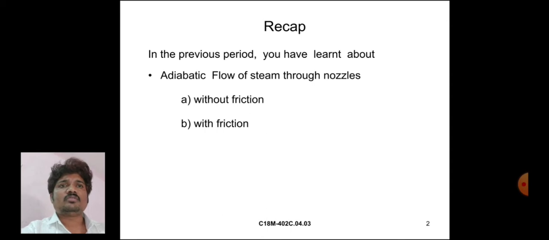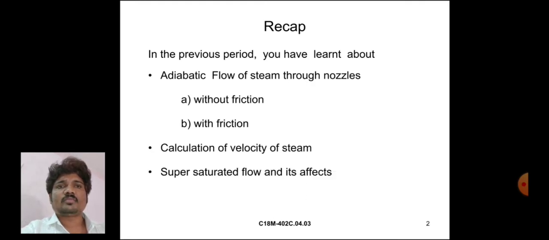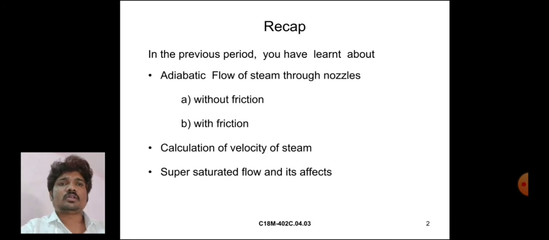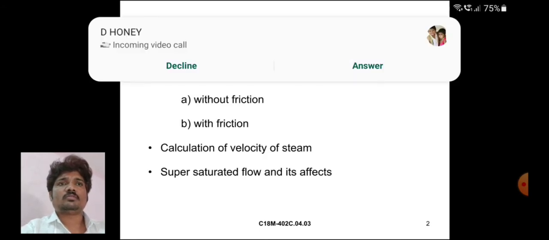In the previous period, we have learned about adiabatic flow of steam through nozzles. This topic we discussed in the previous classes: without friction, with friction, calculation of velocity of steam, supersaturated flow and its effects.